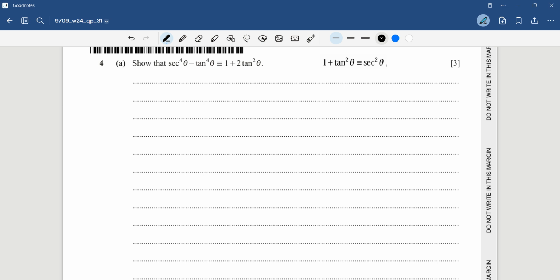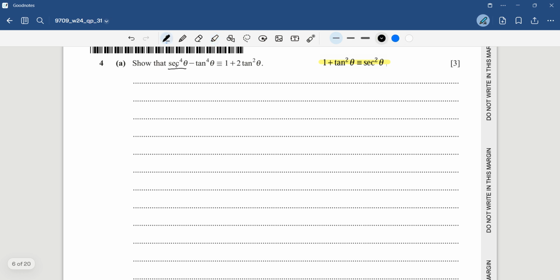For question number 4, show that secant power of 4 theta minus tangent power of 4 theta is equivalent to 1 plus 2 tangent square theta. Since on the right hand side there is no secant, I will try to change the secant power of 4 into tangent. For this, I took the identity from the formula booklet: 1 plus tangent square theta is equivalent to secant square theta. So you can refer there.